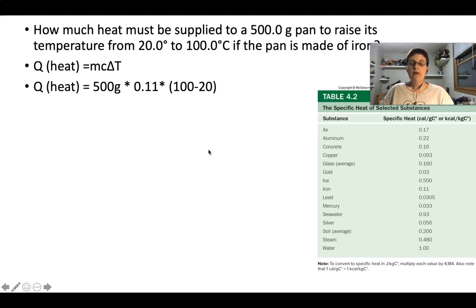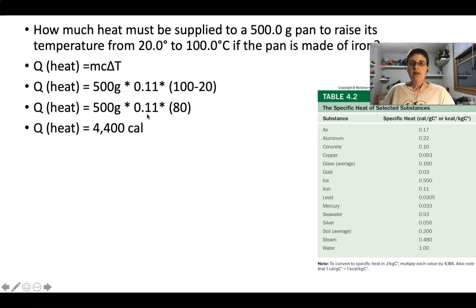So if we put the information into our equation, it's going to look like this. So 500 grams for the mass times our specific heat of 0.11 times the difference in the temperature. And the difference is going to be written this direction because we want to raise it to 100 from 20. So we're going to subtract 20 from 100. That's going to get us the 80 degrees. That's the difference, and it's positive because we're going to increase.